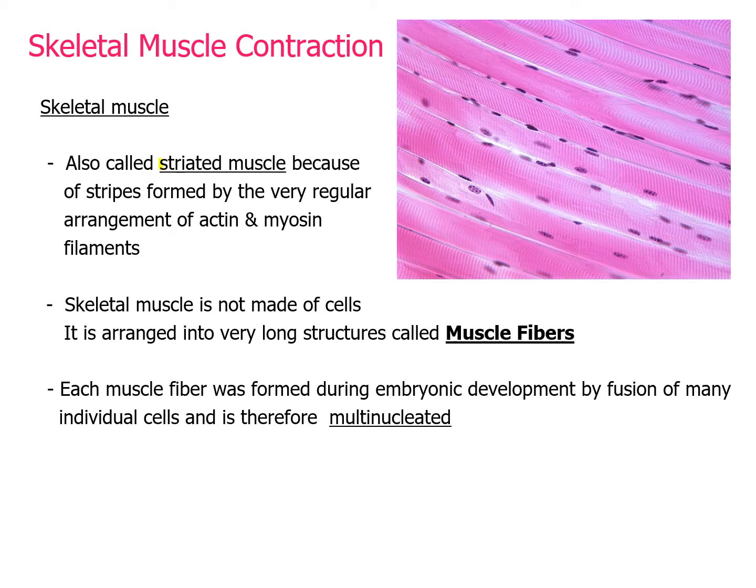Okay, so it is a striated tissue, as I told you. These reflect the very, very regular arrangement of actin and myosin filaments. The dark line in the striation is actually where the filaments are overlapping with each other, and therefore that's more dense, so it's darker. It is not made of cells, as I said, but fibers, multinucleated fibers that are formed by fusion.